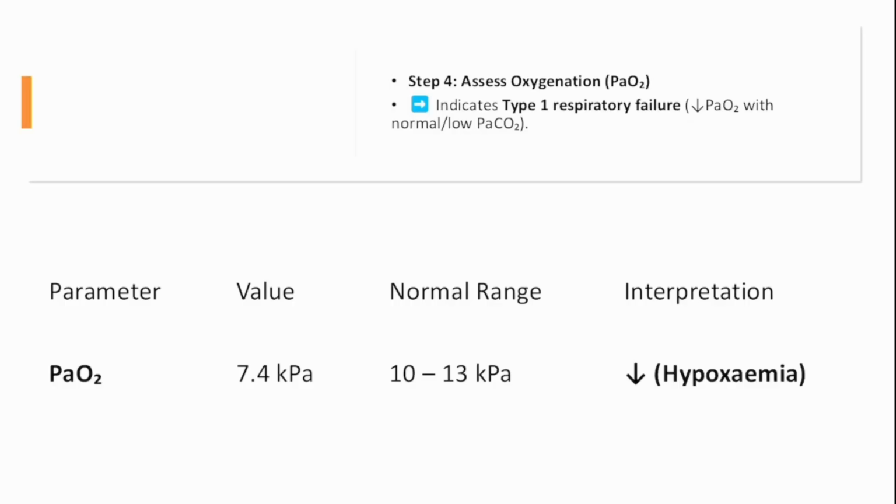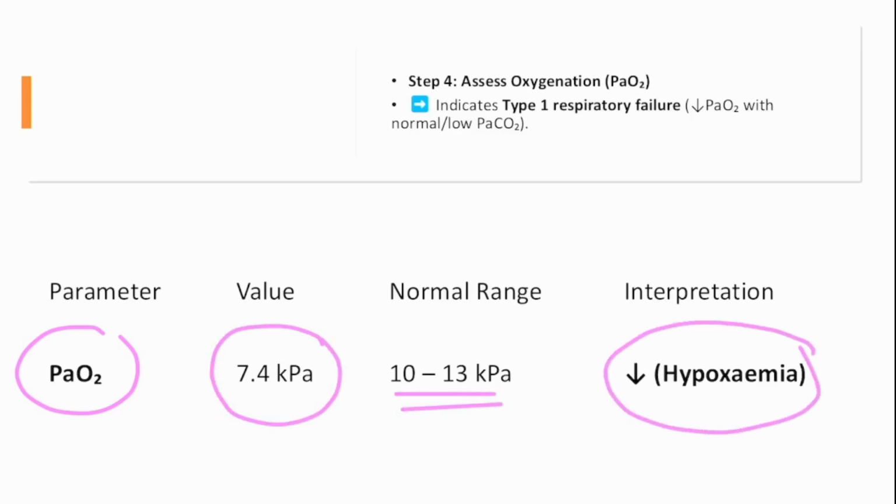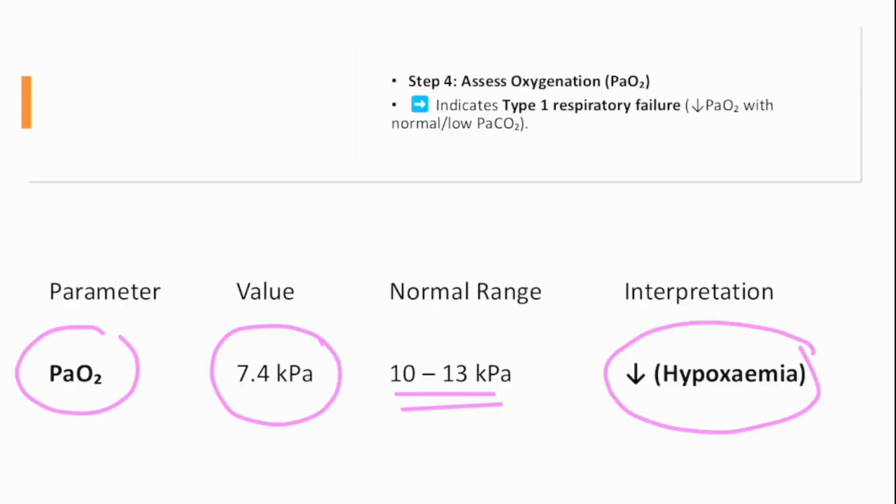Anyway, you can go. So PaO₂ is 7.4 kPa. Normal is 10 to 13. So there is hypoxaemia. This means the patient has got low oxygen. And there are two types of respiratory failure, type 1 and type 2 respiratory failure. You can see that this patient is having type 1 respiratory failure. Why is it type 1? Because the carbon dioxide is normal, oxygen is decreased. So in hypoxemic respiratory failure, the patient has got type 1 respiratory failure.